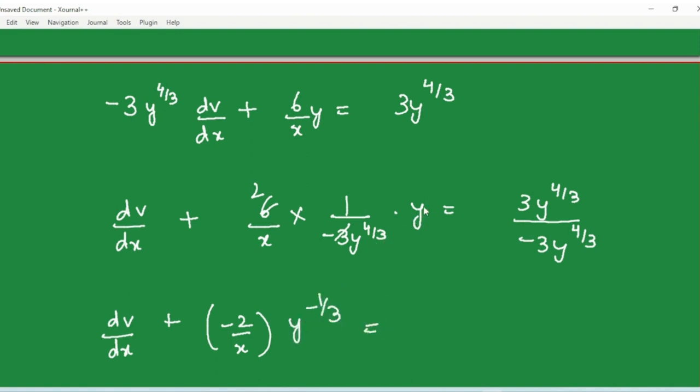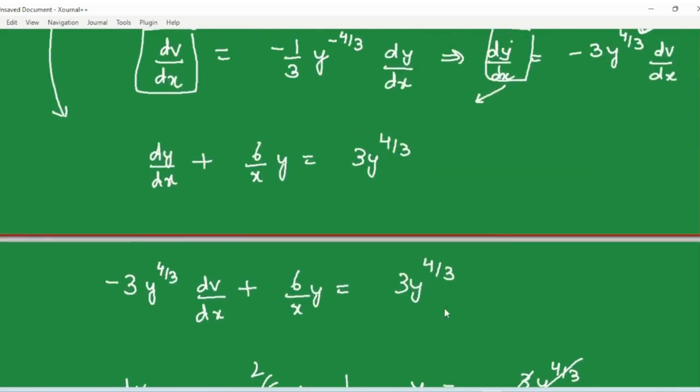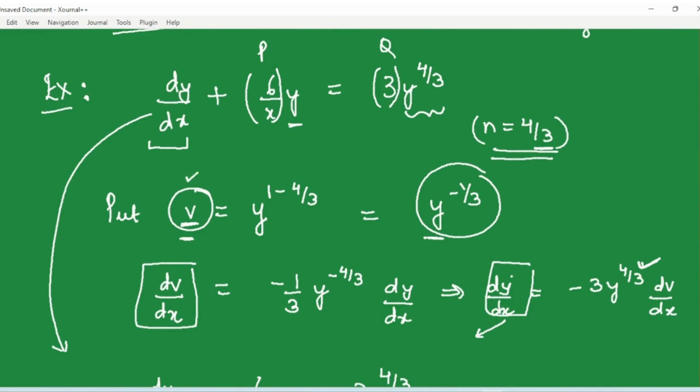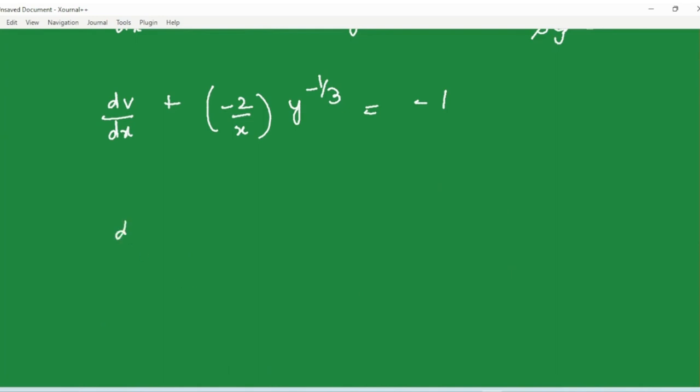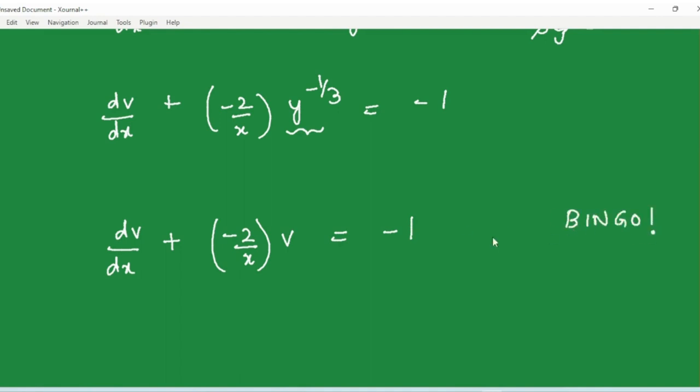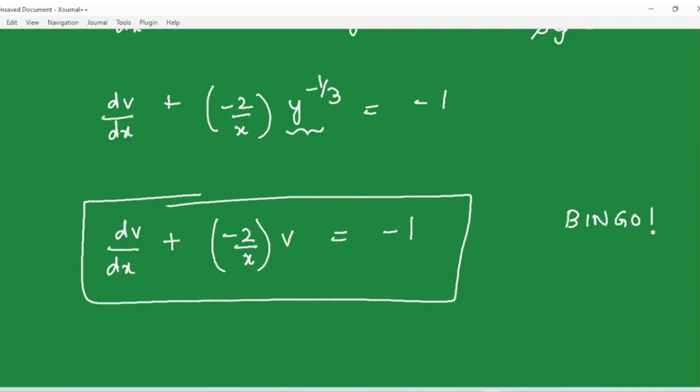After combining the powers, y to power 1 minus 4 by 3, that's y to power minus 1 by 3. Everything is cancelling here, you are just left with the minus 1. But what was y to power minus 1 by 3? Look at your substitution. You had substituted v as y to power minus 1 by 3. So in the new variable system, the differential equation becomes dv by dx is added to minus 2 upon x. y to power minus 1 by 3 is nothing but v. So the differential equation has converted into a linear differential equation in v and x.